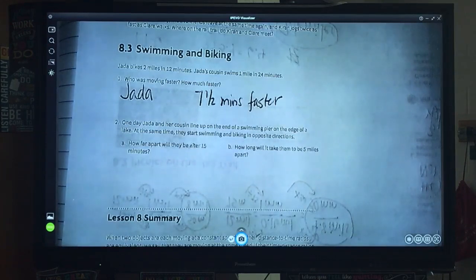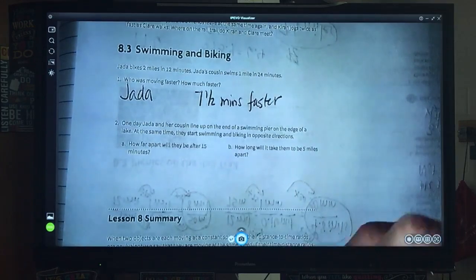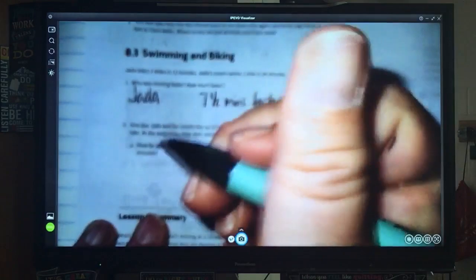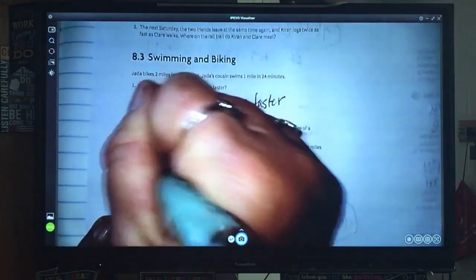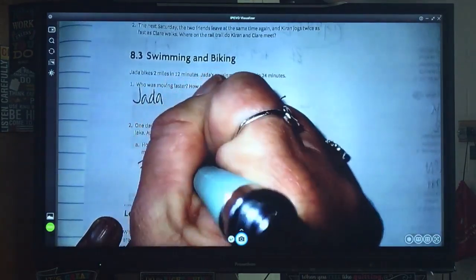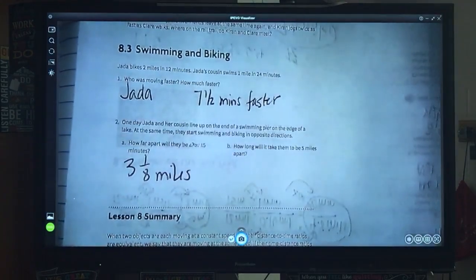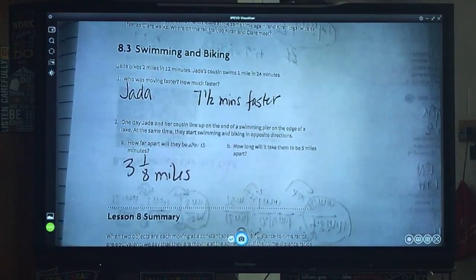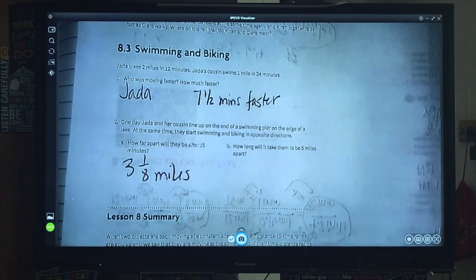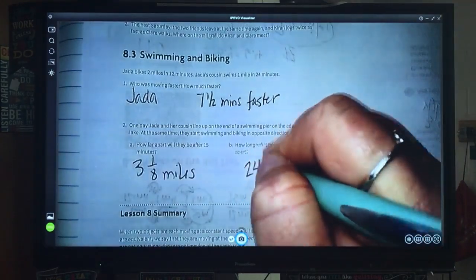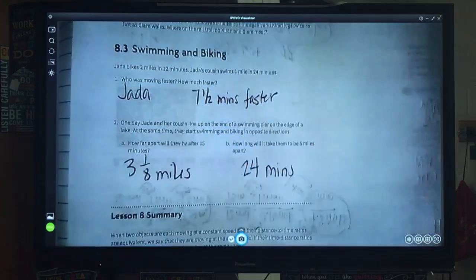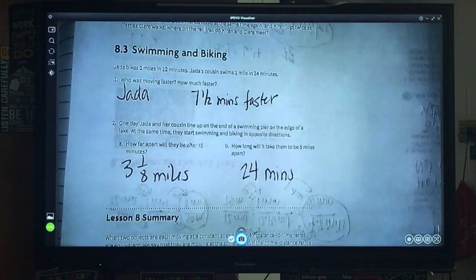All right. So 2A. What is our answer for that one? Did anybody even get that far? Oh, yeah. What'd you get? We got 3 and 1/8 miles. So 3 1/8 miles is the answer for A, and then for B, what'd you get? 2.4 for A. Nope. What'd you get, Cooper? 24 minutes. 24 minutes. All right.